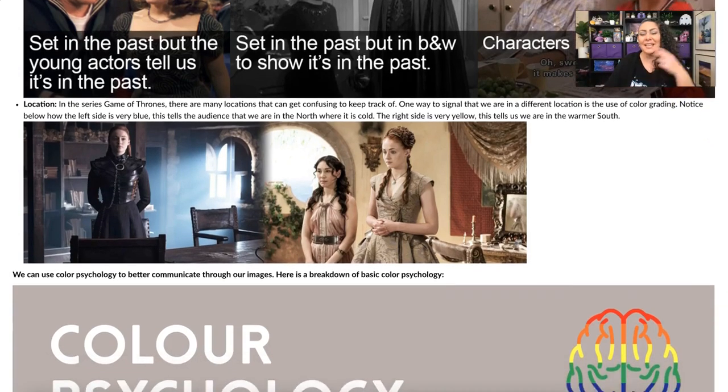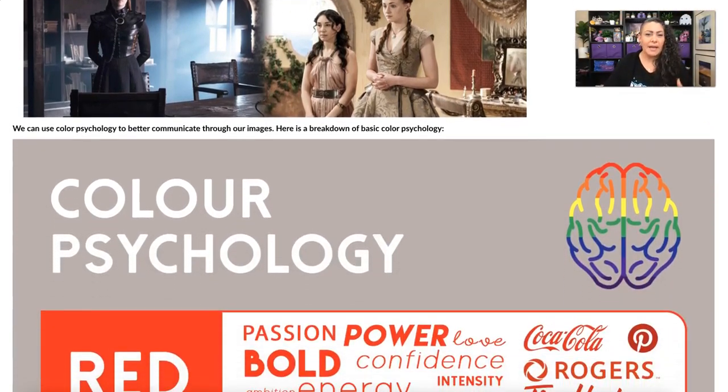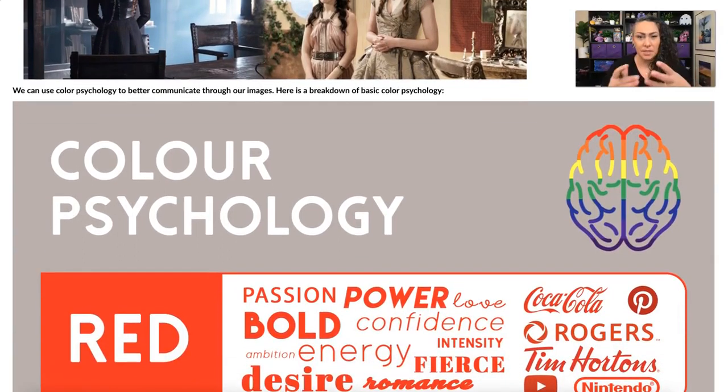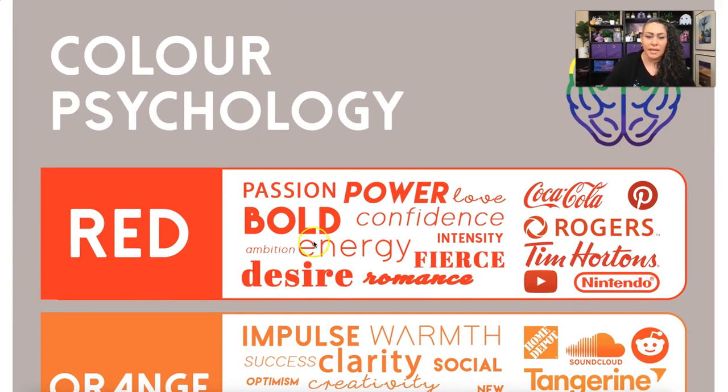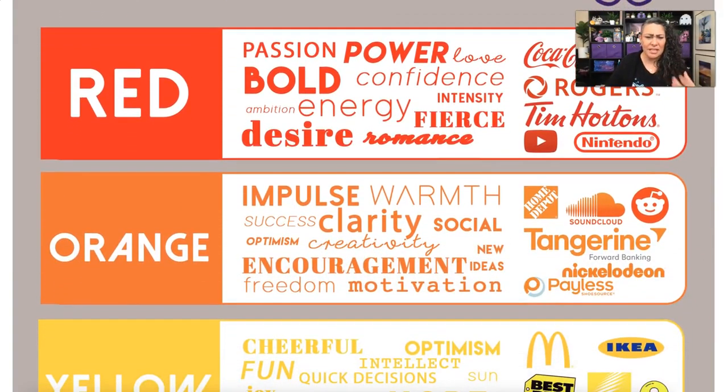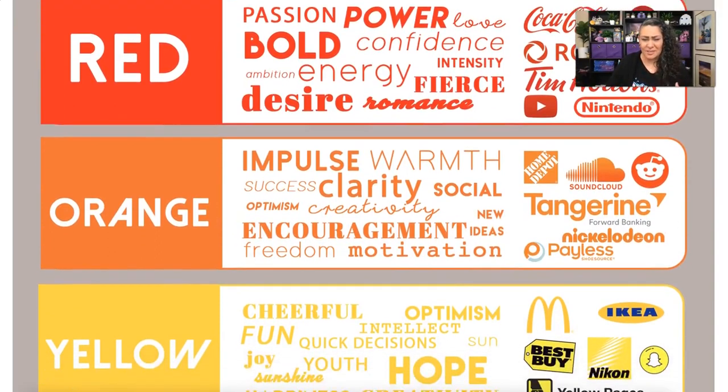All right, so next, here's a basic psychology chart, and I added this so that, when it comes to your project, you're going to pick colors based on color psychology in order to affect the communication of your image. So very quickly, let's just scroll through this. So we have red: passion, bold, energy, desire. Like I said earlier, it also connotes danger. And what's really cool is this chart also has some of the different brands that use these colors as well. Okay, so we have orange: impulse, clarity, motivation.